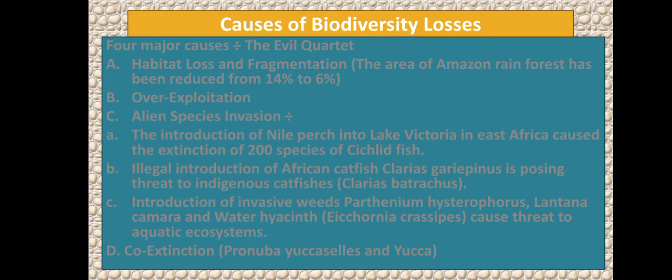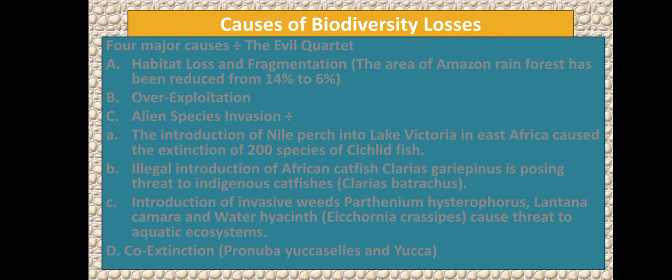Causes of biodiversity losses. There are four major causes of biodiversity losses. These four causes may be called the evil quartet. Number one, habitat loss and fragmentation. The area of Amazon rainforest has been reduced from 14% to 6%. Once it was 14% of the total global area, but now it has been fragmented, and now it remains at 6%.